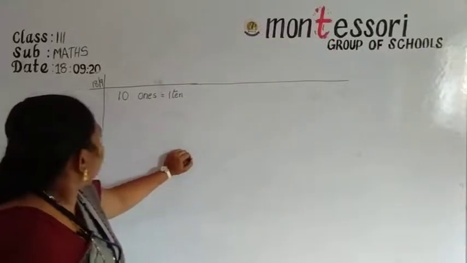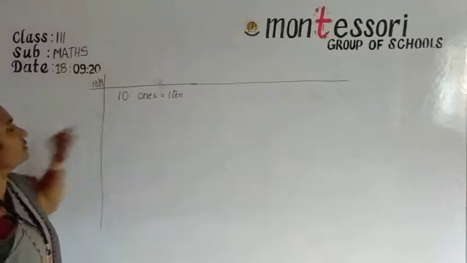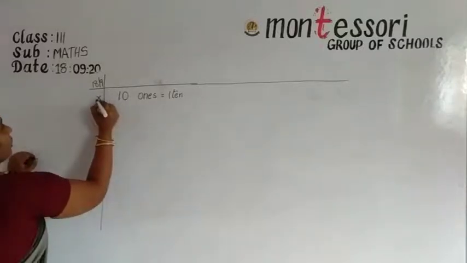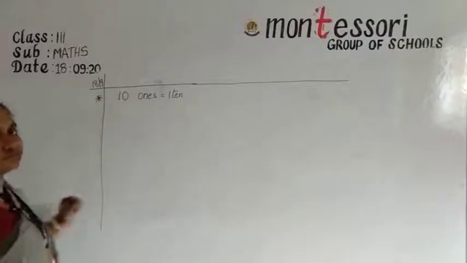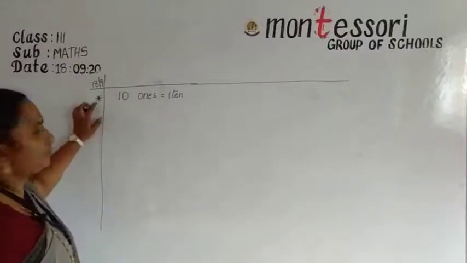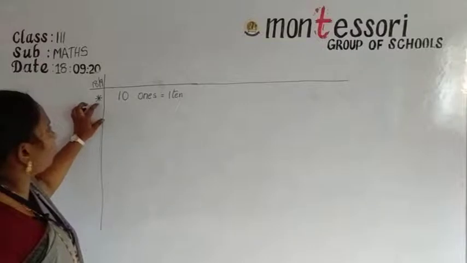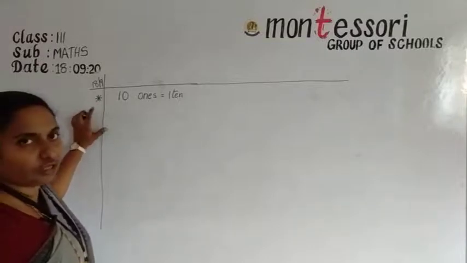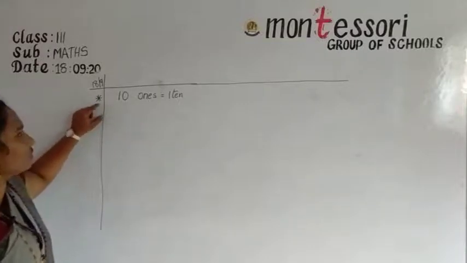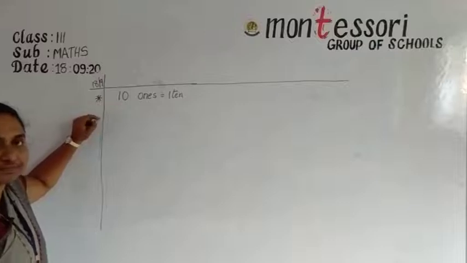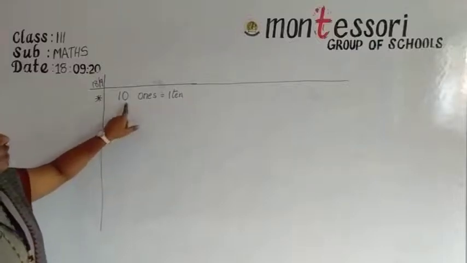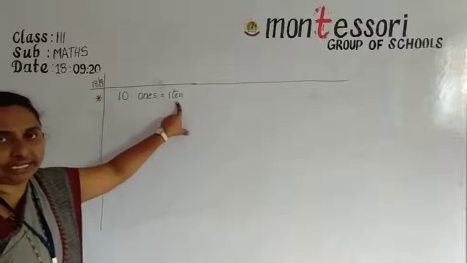Okay, and here draw a flower, meaning a point. This is how I can draw the important points. Now this picture you can draw with pencil, and write 10 ones is equal to 10.